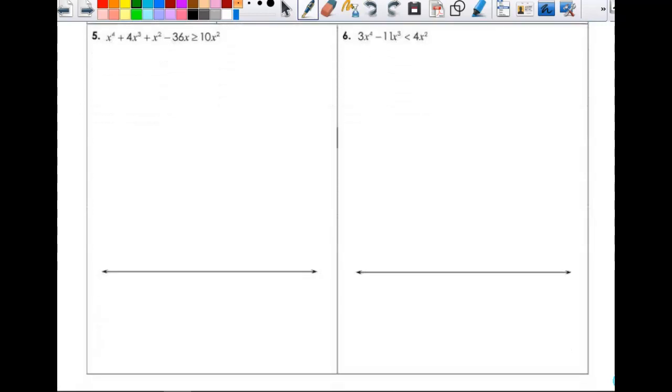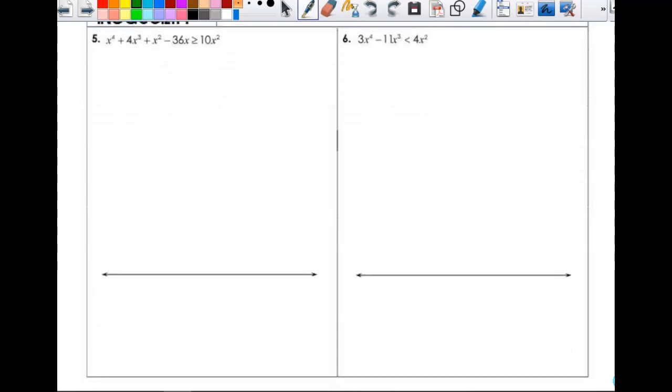And then we have to write the solution to the inequality. So the first thing I have to do here is set this equal to 0. So I'm going to move this 10 squared over. So this is going to give me x to the 4th plus 4x cubed, then x squared minus 10x squared. So it's going to be minus 9x squared minus 36x is greater than or equal to 0.